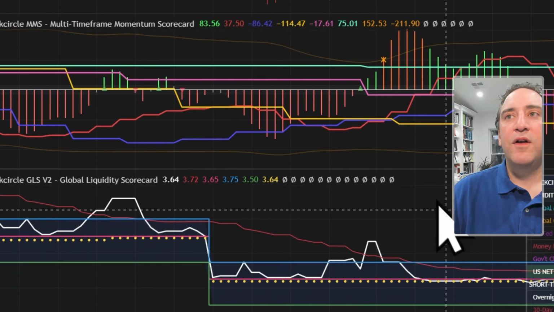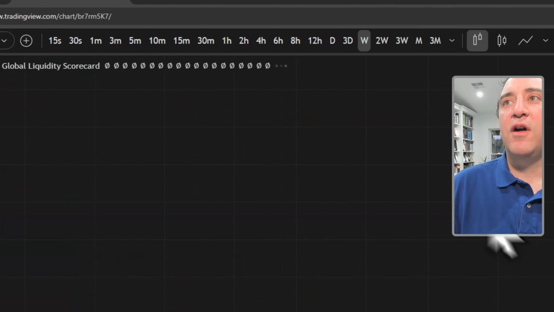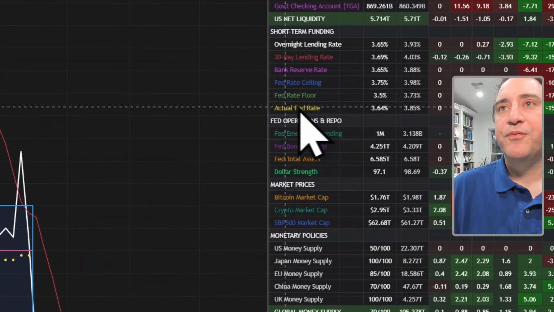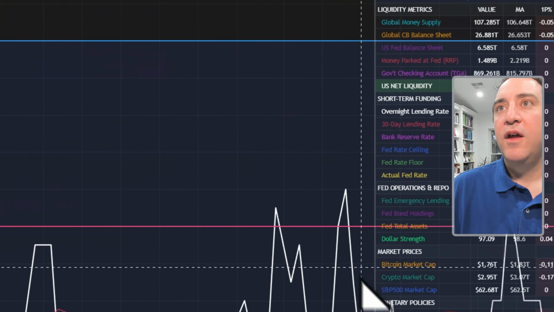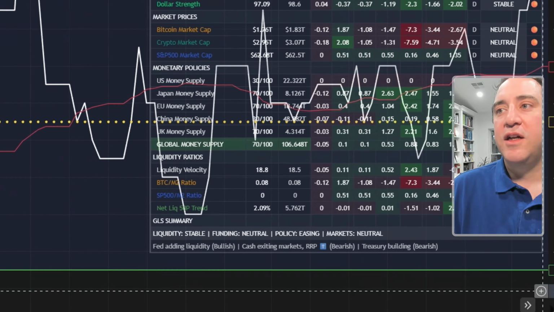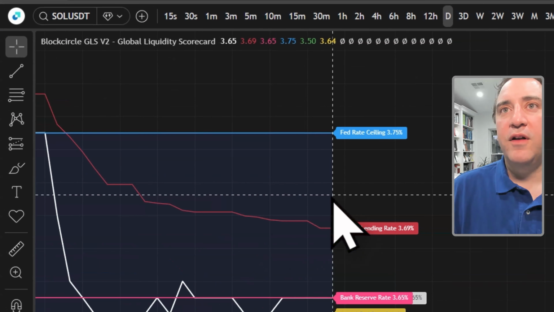And then another tool that we have is the Global Liquidity Scorecard. The Global Liquidity Scorecard is something that you really should be using. It has a short-term funding rate section, and then it has a long-term funding rate section. But really, this is how it looks.